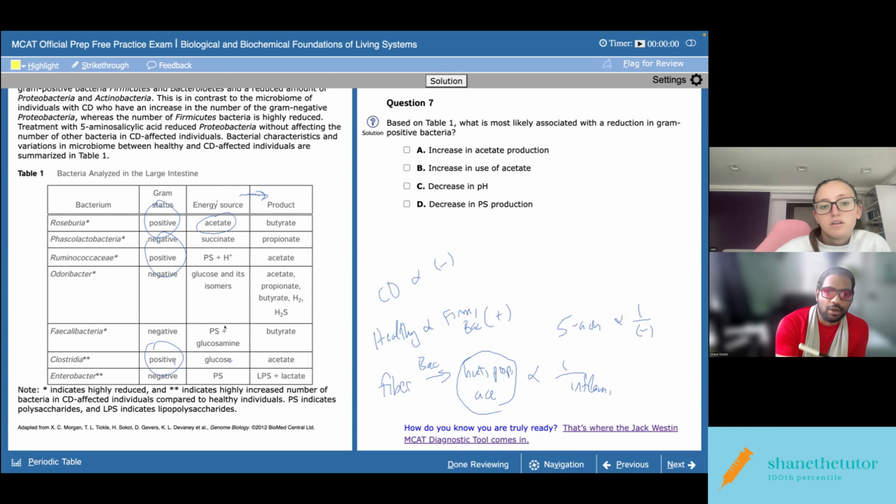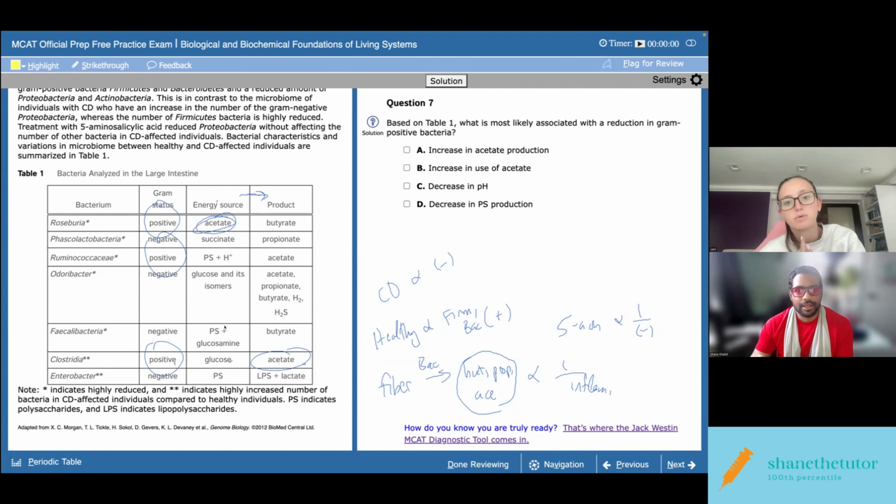So let's see, right? So A, increase in acetate production. We do see that here, right? But if you're getting rid of it, then there would be less of it, of acetate. So it wouldn't be an increase, it would be a decrease if you got rid of it. Yep. So that would be the acetate production part, and this would be the use of acetate. And like what you said, they negate each other because they're both wrong.